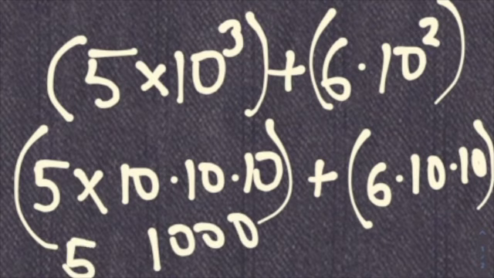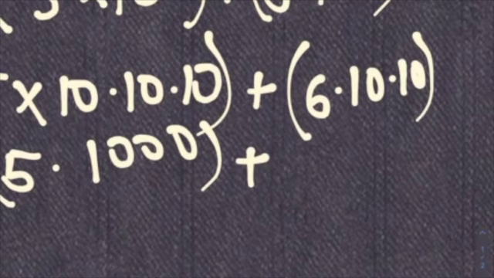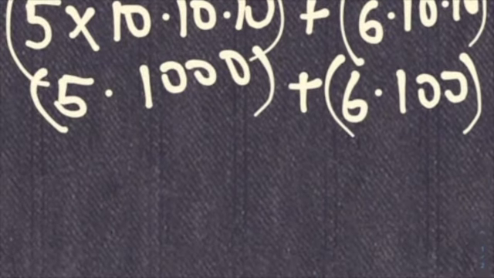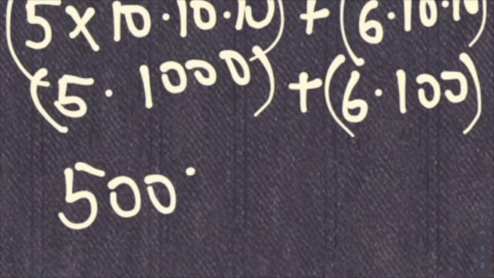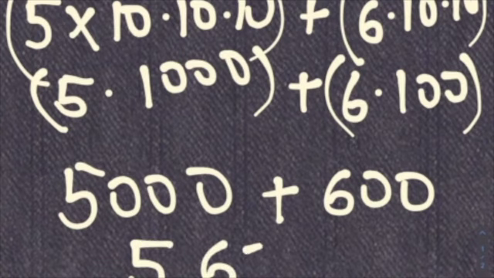So here I have 5 times 1,000 plus 6 times, and 10 times 10 is 100. 6 times 100. Okay. 5 times 1,000 is 5,000. And 6 times 100 is 600. So add that together. I should have 5,600. It's a good habit to put your commas in the right place and not get confused with that. So 5,600 is the correct answer.